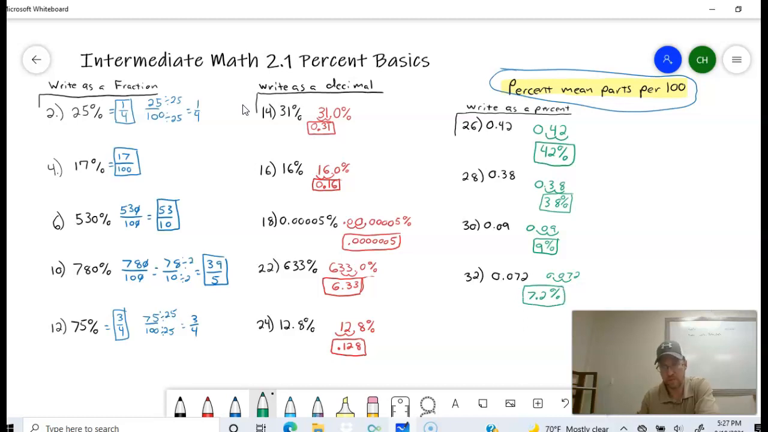You just have to be careful not to make the little mistakes, kind of like I did when I brought that percent down. And you should do pretty good on this part.